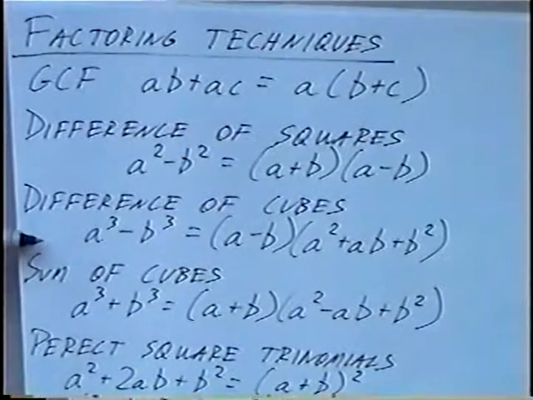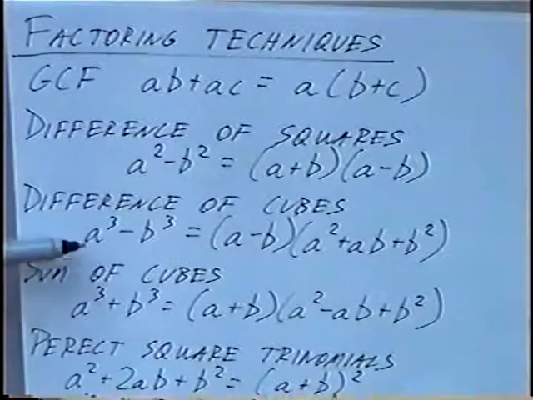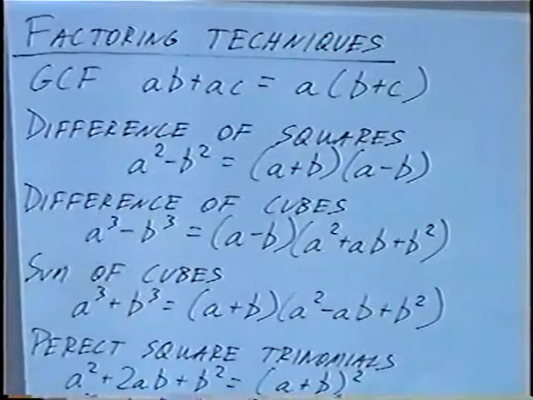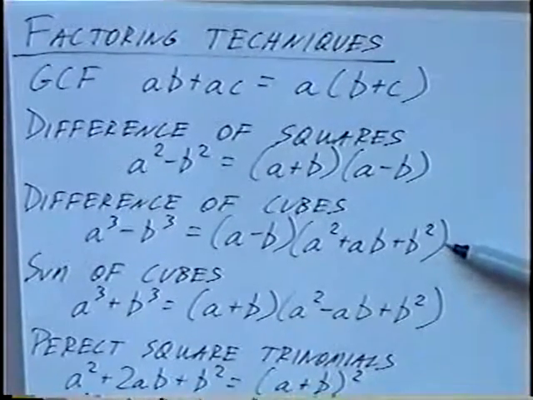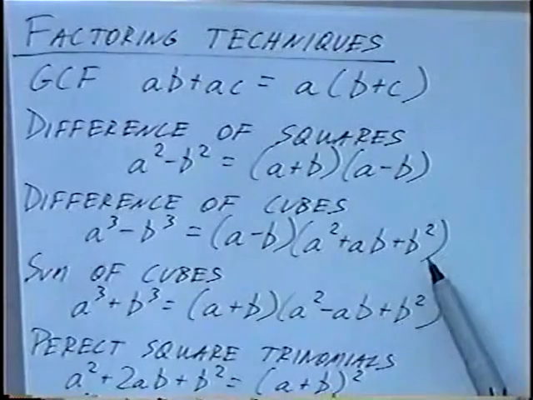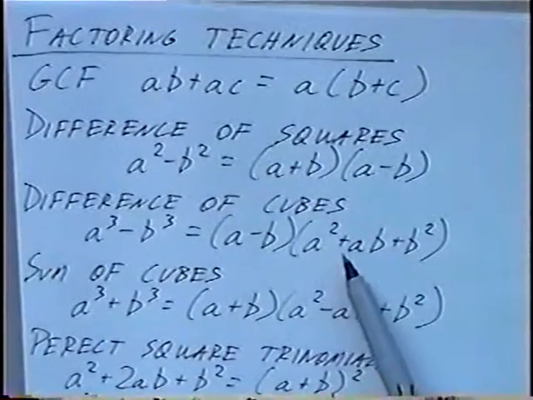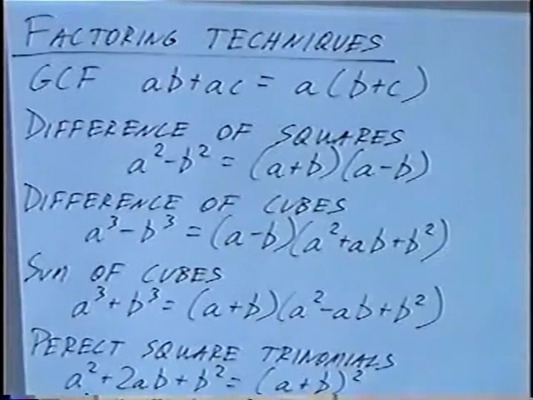New to Algebra 2, difference of cubes, a cubed minus b cubed. If you can take the cube root of each term, the first parentheses would be a minus b, and the second parentheses is a trinomial. We'll have a squared, and then positive a times b, and then plus b squared. Difference of cubes, we'll have a minus b at the beginning, and the middle term will be a times b positive.